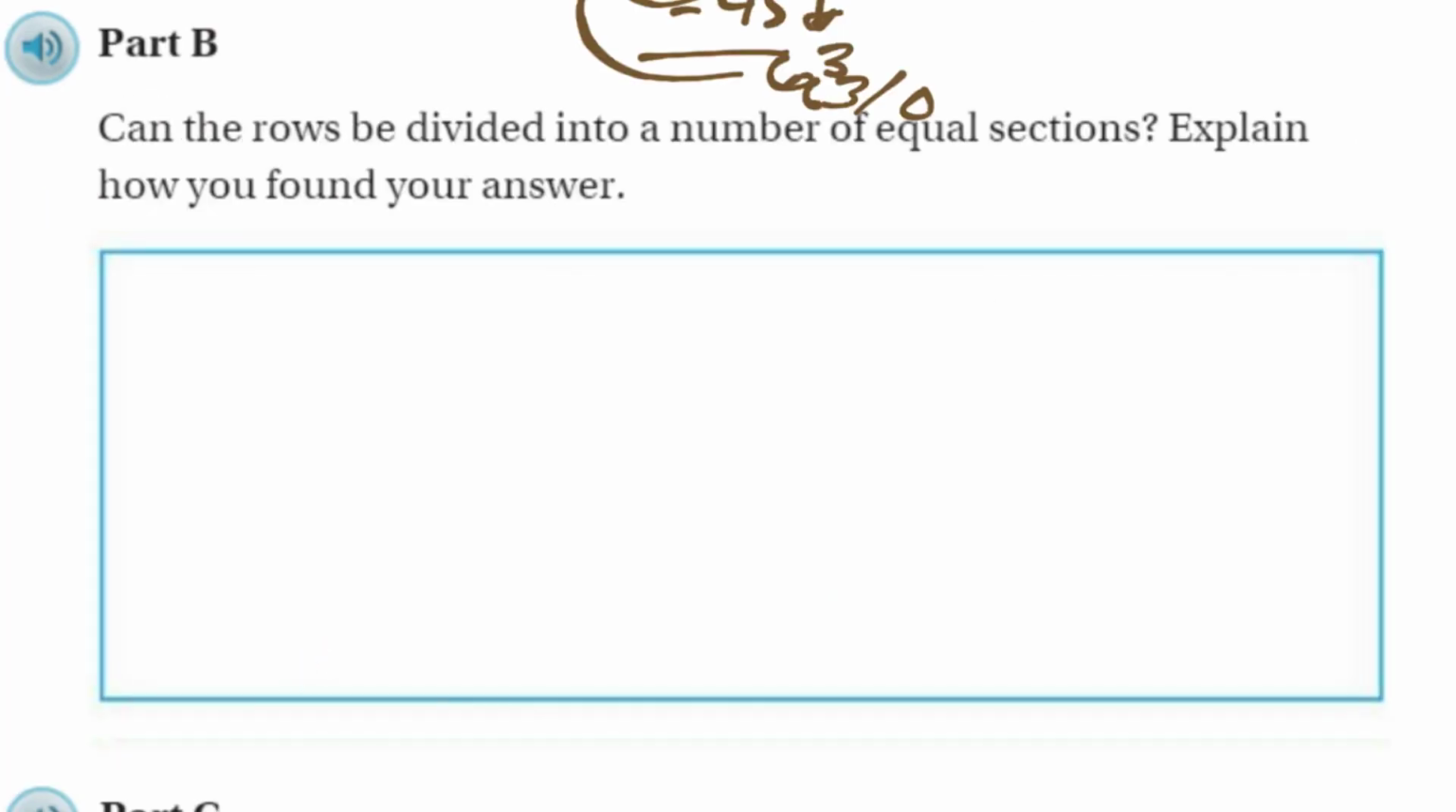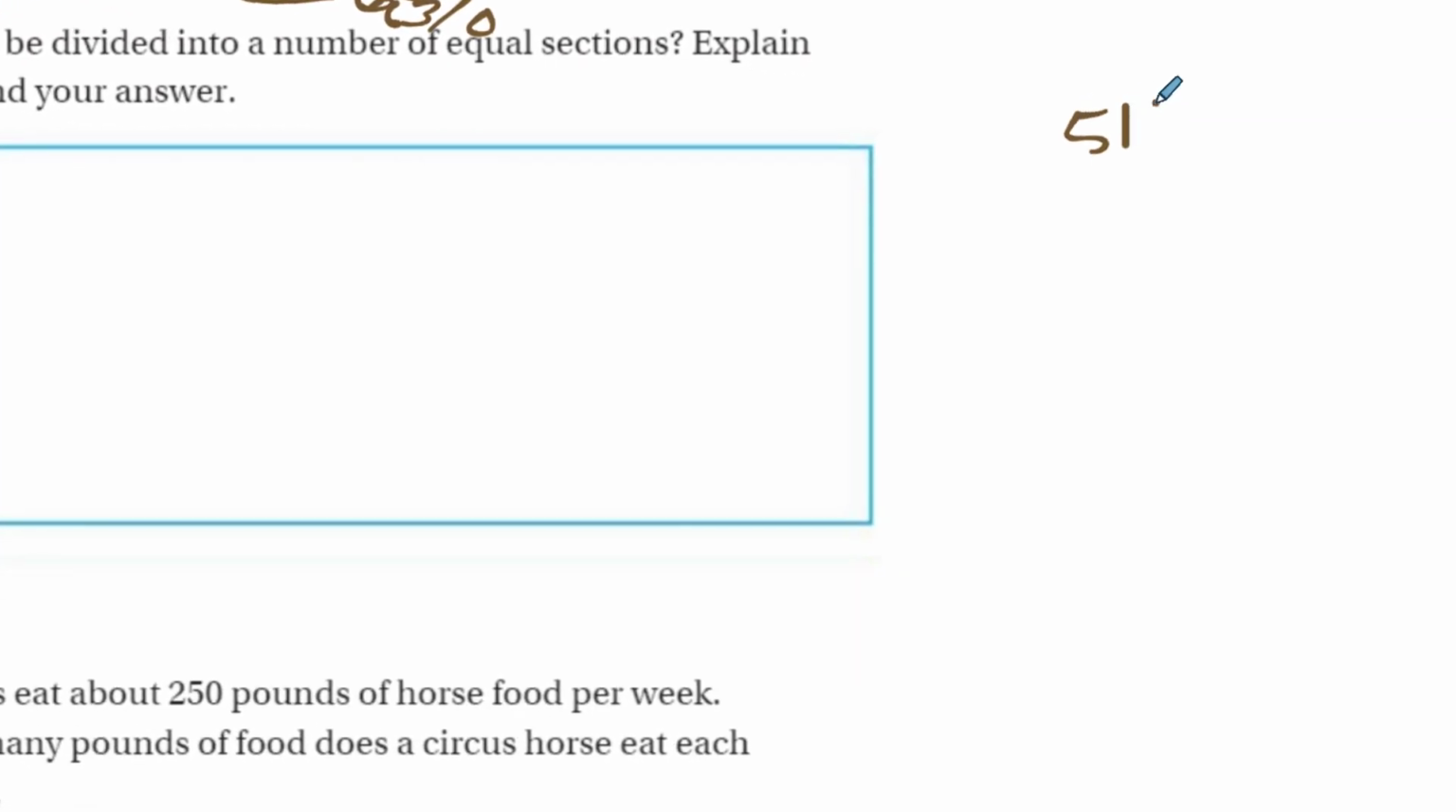Part B says, can the rows be divided into a number of equal sections? Well, remember we had 57 rows. There were 9 seats in each row. We had 513. Remember we did that? Division 513. We divided by 9 seats in each row. We came up with an answer of 57. So can the rows be divided into a number of equal sections?